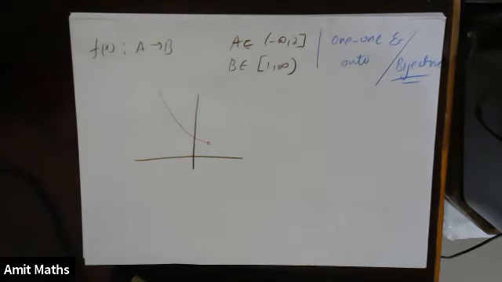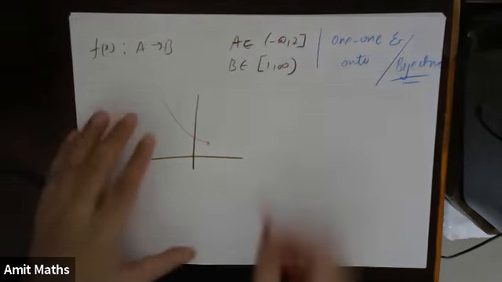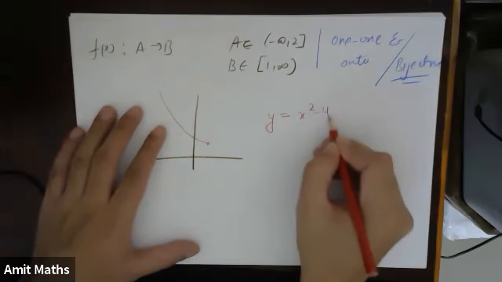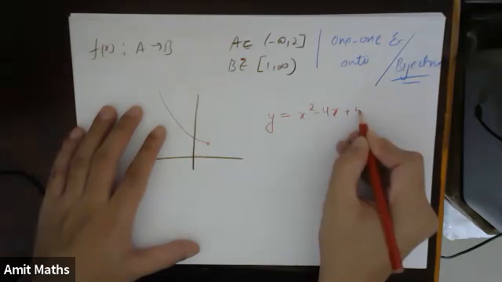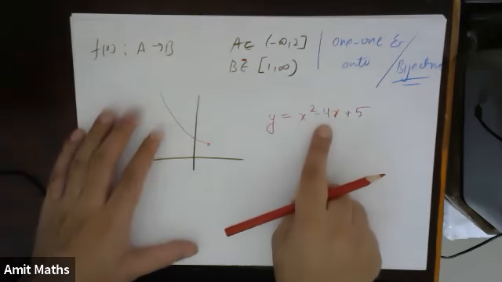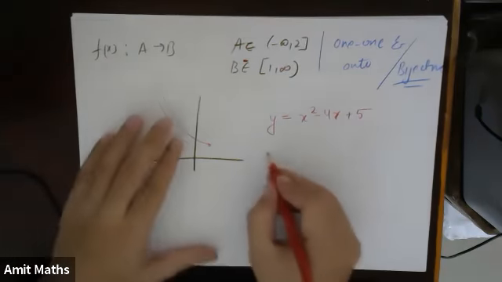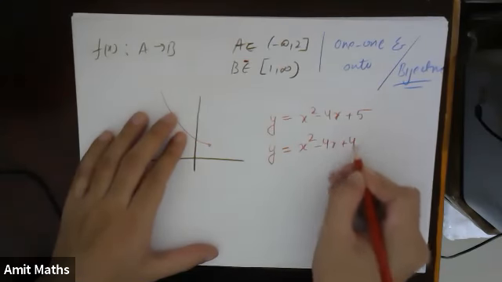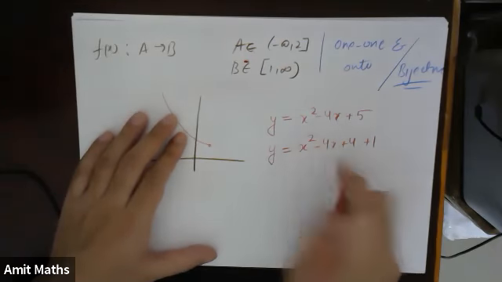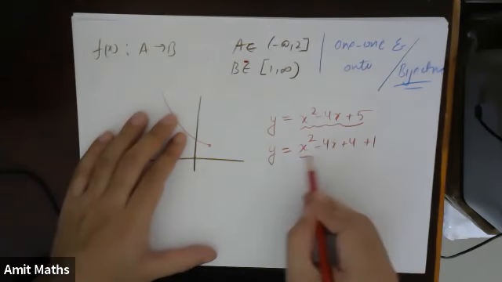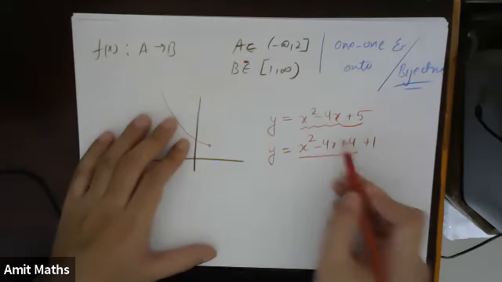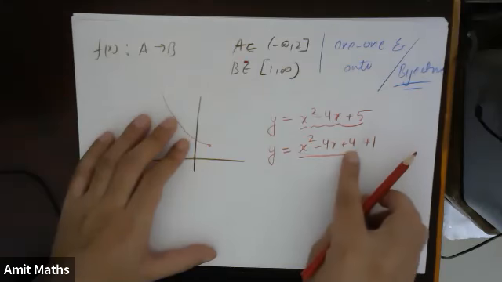So the original question was y is equal to x square minus 4x plus 5. We can write this as y is equal to x square minus 4x plus 4 plus 1. Now if I write it in this way, most of you must have realized that x square minus 4x plus 4 is what?